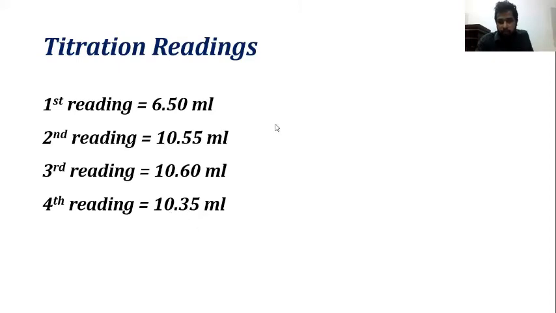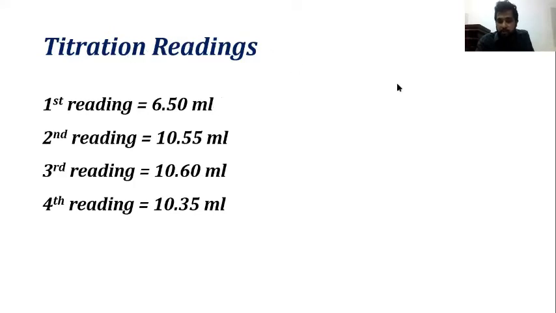10.35. Okay, so actually, if you want to exclude a reading, you have to do a Q test and see whether one deviates significantly from the others. And as we can see, 6.50 deviates significantly from the others, and definitely we have to exclude that.